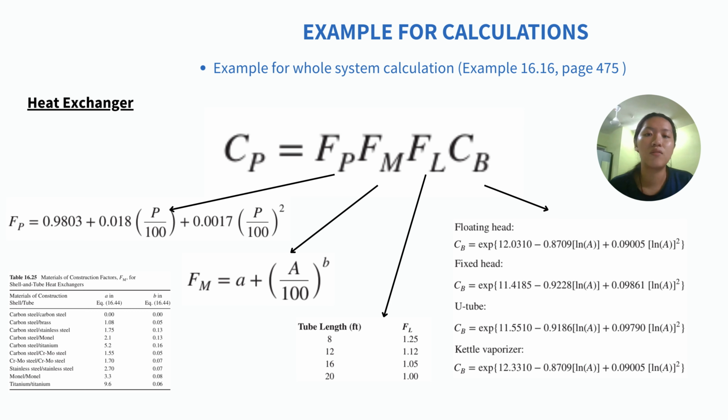You may refer to it after this. After substituting the values of P, the small a and the big A, and also the B, and so on, into this equation, we can obtain the value of CP for this heat exchanger. Since it is for the whole system calculation, we need to add everything up, including the pump, the heat exchanger, and the other processing equipment, to obtain the final FOB purchase cost for the whole system for this example.